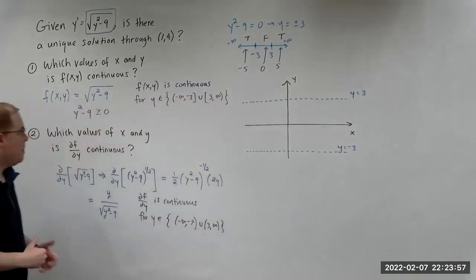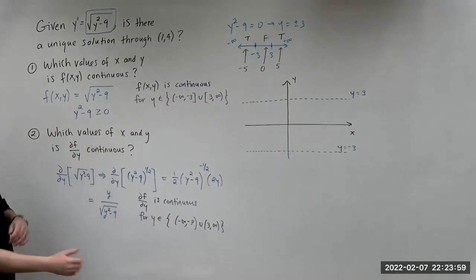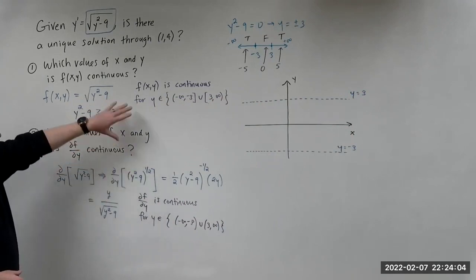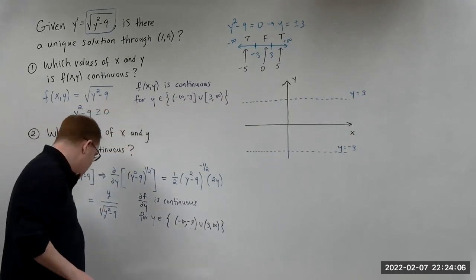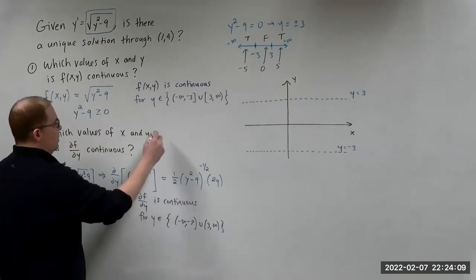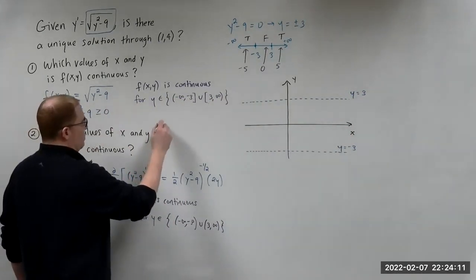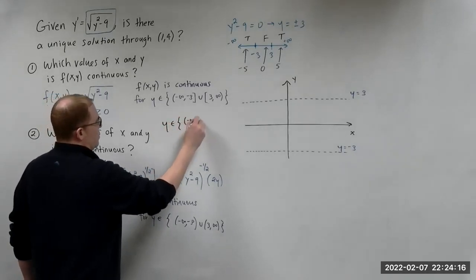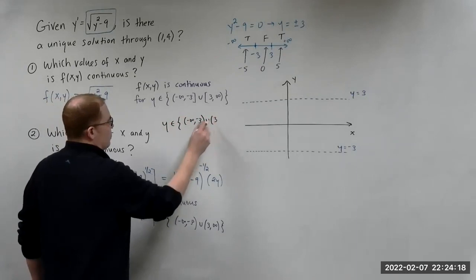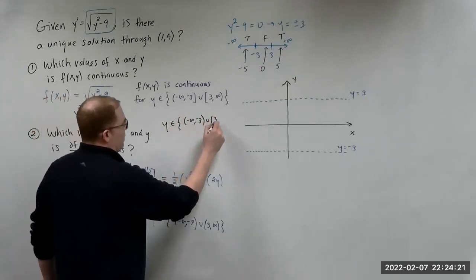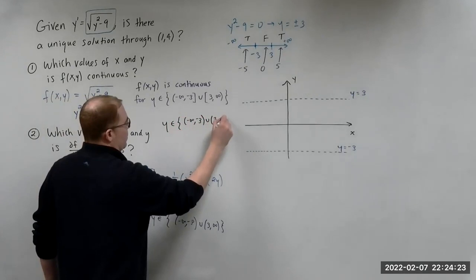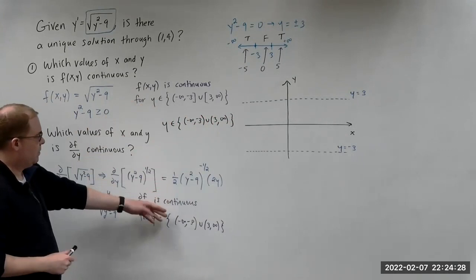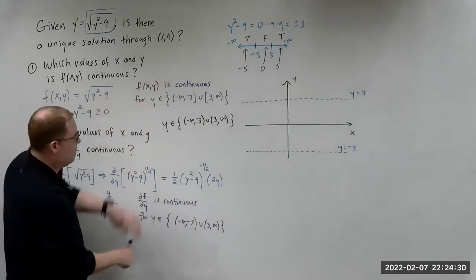Okay, so we want to see, we're going to take the intersection of these two. So the intersection of these two turns out to be this. Turns out that y has to belong to this set. So going from minus infinity to negative 3, and then from 3 to infinity. So that is the common set, that's what's common between both of these.